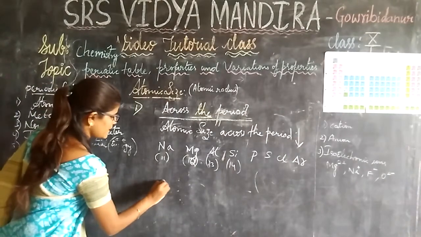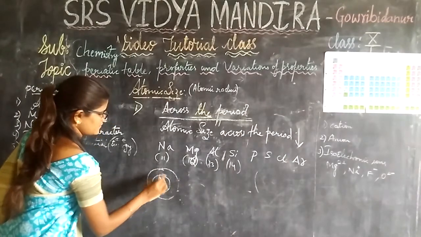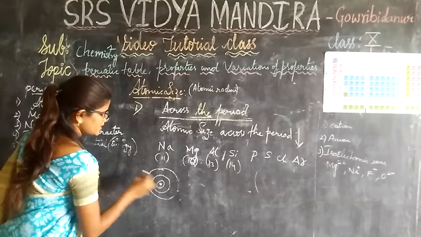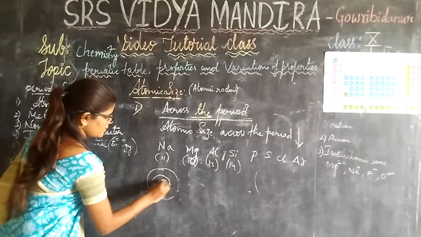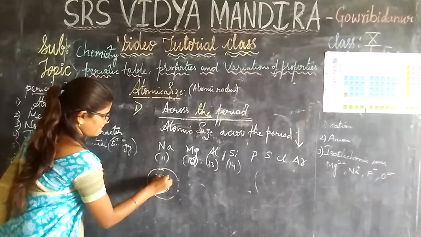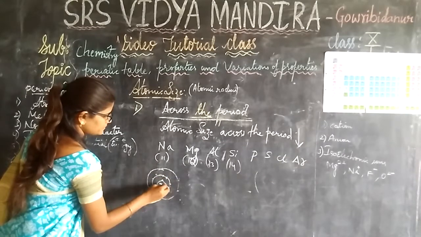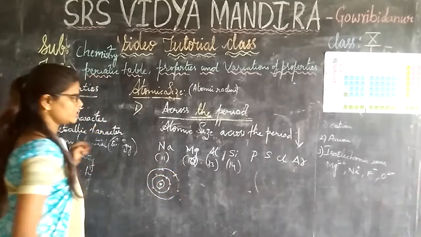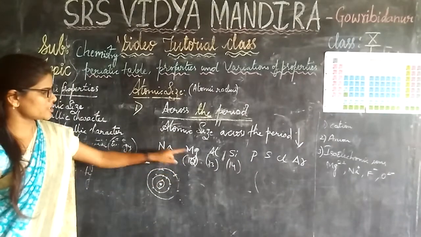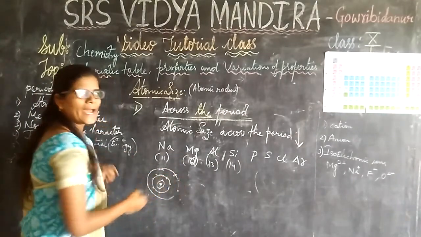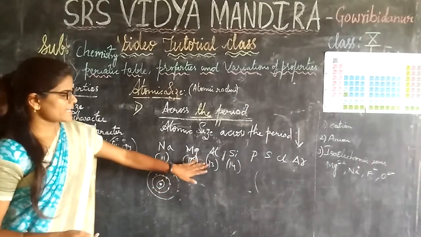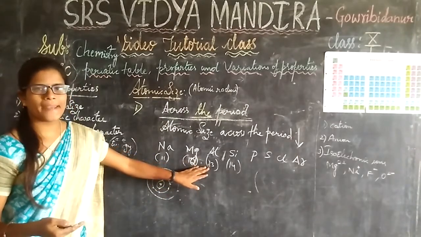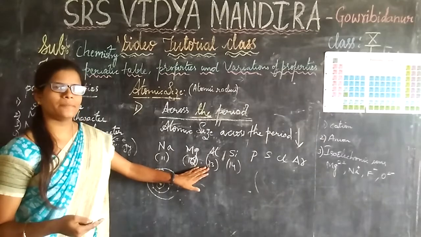In case of sodium, it will be like this. This is the nucleus, and here it will be having 2 electrons, here 8 electrons, and here only 1 electron. In case of magnesium, again 1 electron will be added to this shell. In case of aluminium, 3 electrons will be added.